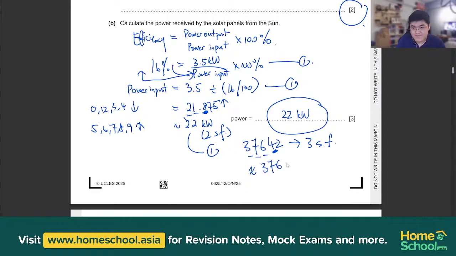3, 7, 6, 0, 0. We convert these numbers into zeros. And since 4 is lower than 5, the number becomes 0. If, let's say, this is a 5 instead, we will actually turn this into 3, 7, 7. Okay? So far so clear? Chat, is everyone clear with significant figures?